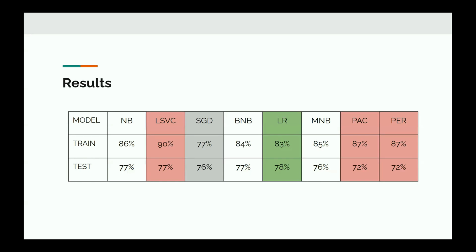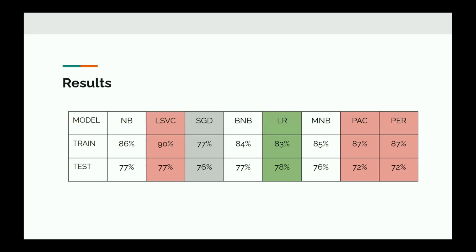This happened often with other algorithms. For example, you see here naive Bayes achieved 86% accuracy on the training data, but also dropped to 77% on the testing set. Similarly, the passive-aggressive classifier, which you can see here as PAC, and the perceptron, which is the last one in this table, both achieved 87% accuracy in training, but their testing performance fell to around 72%.